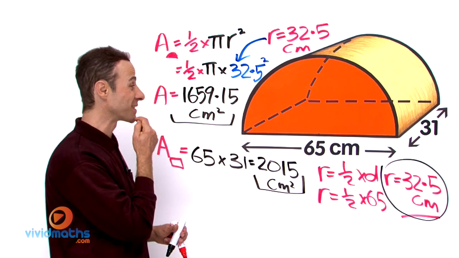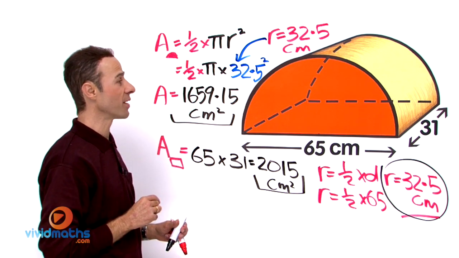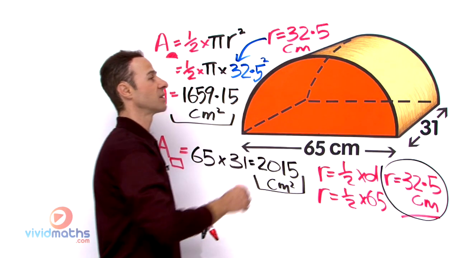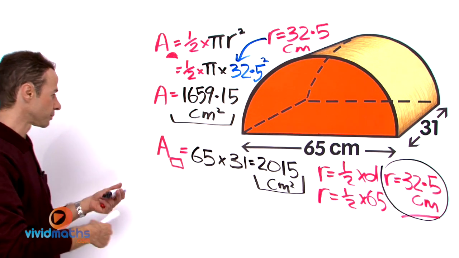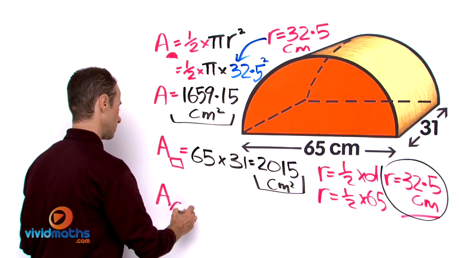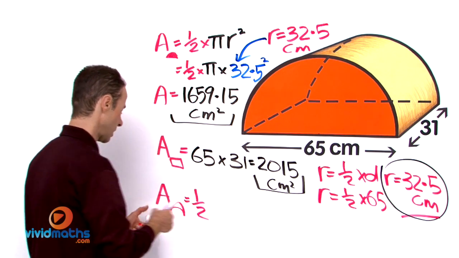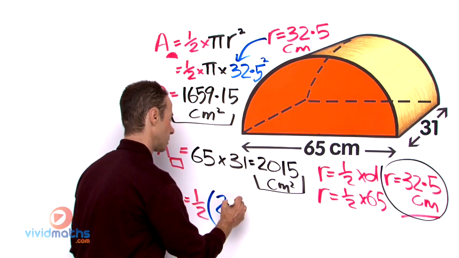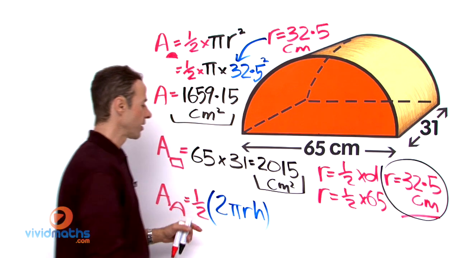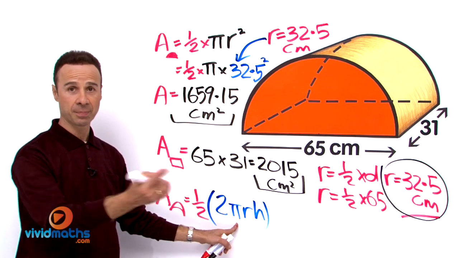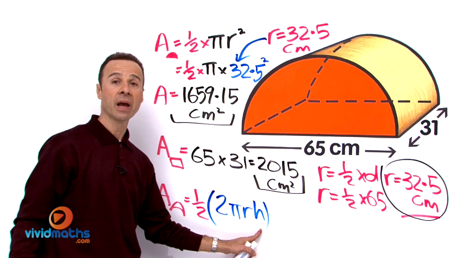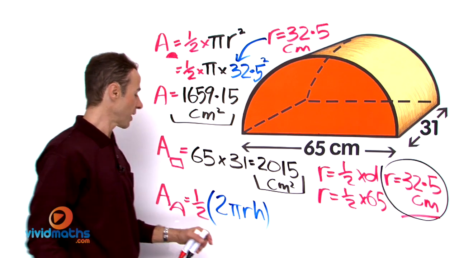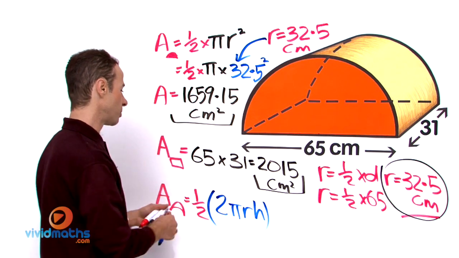Now, what do we need to do next? Well, we've got to get to the next step, which is to find the area of this curved surface coming all the way across there. That's a half cylinder. Now the area of the curved part all the way around a full cylinder is 2 pi r h, and we're just going to halve that because obviously it's a half cylinder. So that's going to be a half times 2 pi r times h.